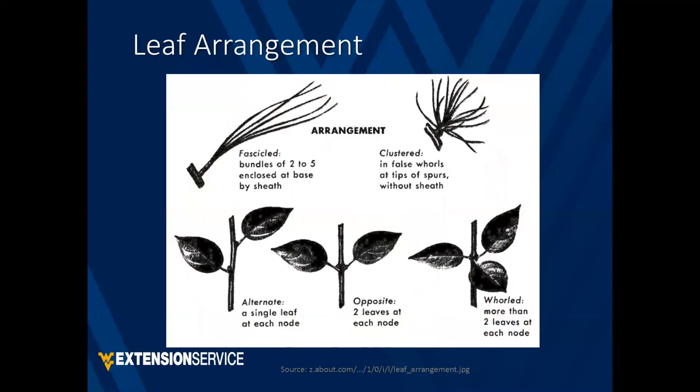So leaf arrangement is another feature. And there are basically five different types of leaf arrangement. Remember, coming down through the keys, that first one was, is it evergreen or deciduous? One of the next most important features is this leaf arrangement. And so we have fascicled leaf arrangement, clustered leaf arrangement, like in the larches, alternate leaf arrangement, where there's a single leaf at each of the nodes, opposite leaf arrangement, where you have one leaf, and then to get to the next nearest leaf, you just pop over the other side of the stem, and then whorled leaf arrangement, where you have more than two leaves at each node.